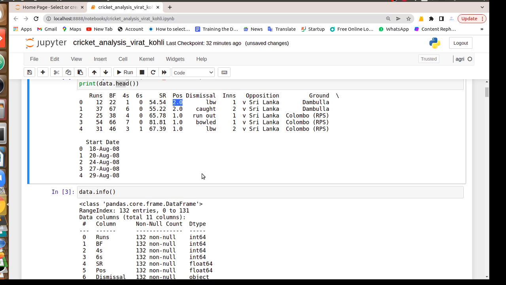If he is playing against Australia in Bangalore, at Chinnaswamy Stadium, then we can analyze: Chinnaswamy Stadium, Australia, and he is coming in at number 3 today. So how many runs can he score there? For now, we can predict only this much.